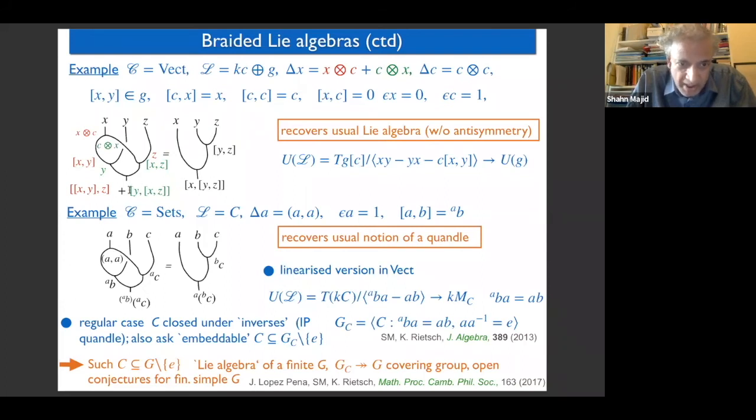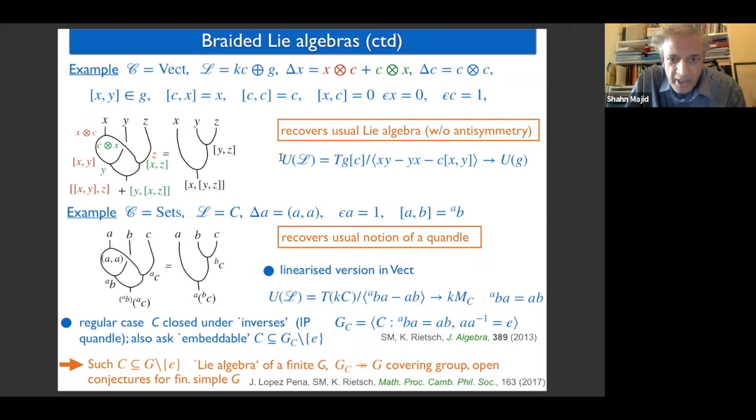So this equality is just the usual Jacobi identity. So we recover the usual Jacobi identity. We recover ordinary Lie algebras in this case. Of course, ordinary Lie algebras have an extra assumption that the bracket is antisymmetric, which we haven't assumed. So it's slightly more general. It's a Leibniz algebra.